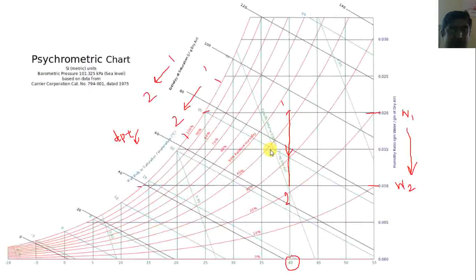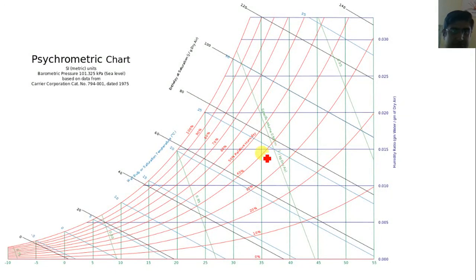So in this case, let's understand what happens. Here is point number 1, and say here is point number 2. If we join these two points, then this process becomes a heating and humidification process, because at point 1 the value of dry bulb temperature is 35, but at point 2 the value of dry bulb temperature gets to 45. It means that the value of dry bulb temperature gets increased.